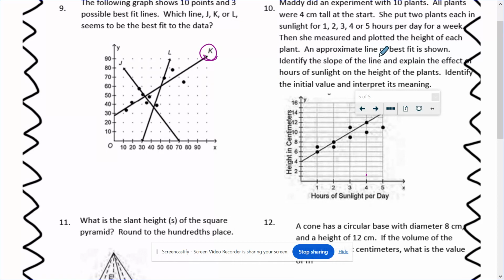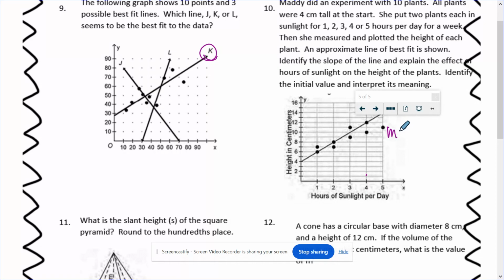An appropriate line of best fit is drawn. Okay, so if the plant had 1 hour of sunlight, then one plant was 6 inches, one plant was 7 inches. If it had 2 hours of sunlight, one plant grew 7 inches, one grew 8, and so forth. So the line of best fit is shown. Identify the slope of the line and explain the effect in hours of sunlight on the height of the plant. So basically I'm just explaining what the slope would mean, and identify the initial value and then interpret its meaning.